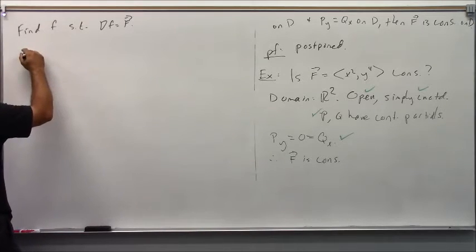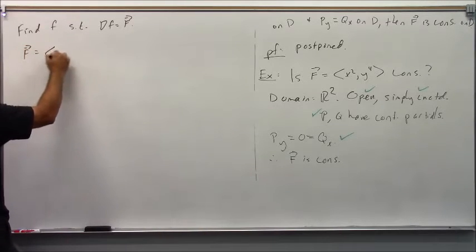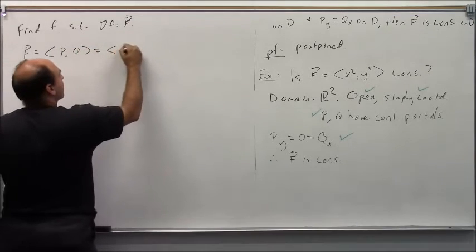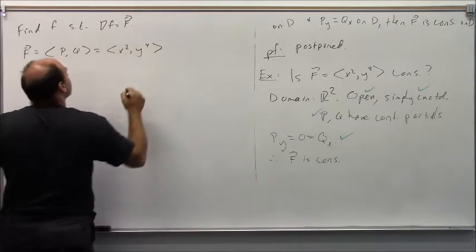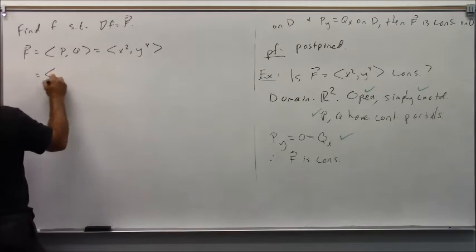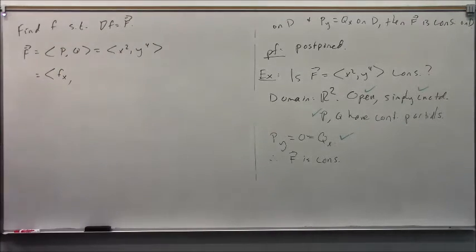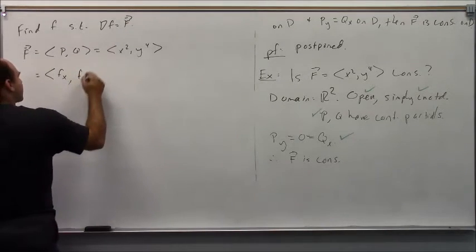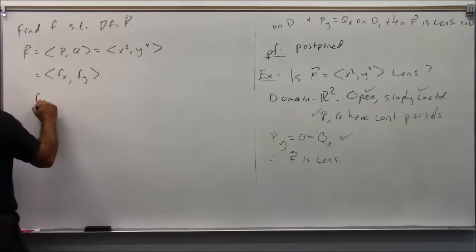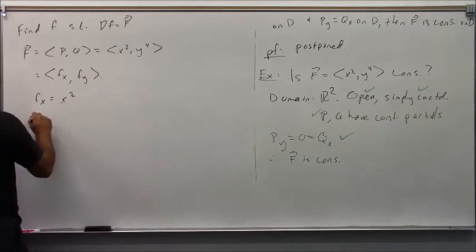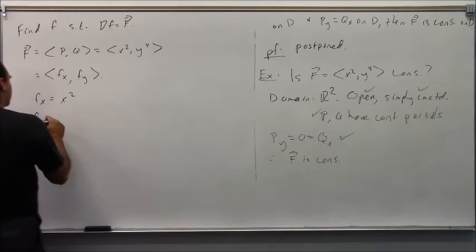All right. Capital F looks like PQ. In this case, that is x squared comma y to the fourth. But remember, P is the partial of f with respect to x, because capital F is the gradient of little f, and Q is the partial of f with respect to y. So we get this system of differential equations. Fx equals x squared, and Fy equals y to the fourth.